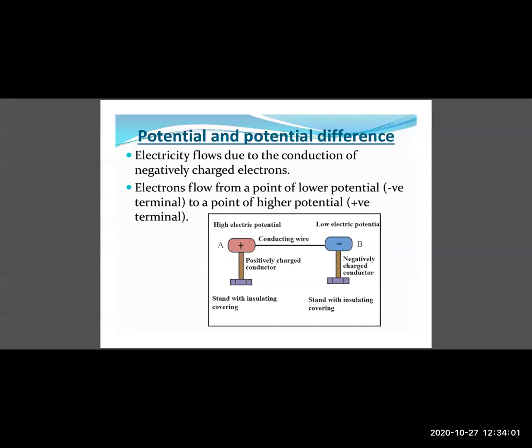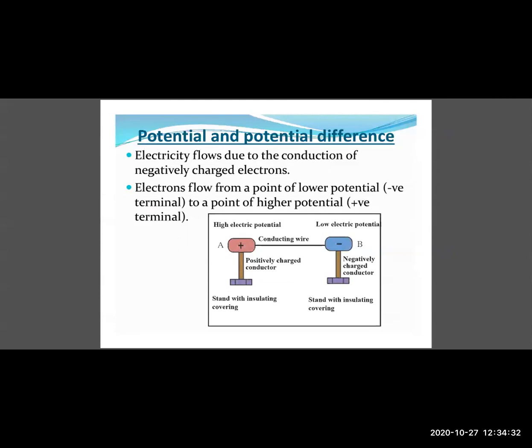But if you have a positive charge and a negative charge, they will attract each other, right? So as we have discussed, electrons are negatively charged. So a negative charge will always flow from a point of negative charge to that of a positive charge, because negative and positive attract each other. So electrons flow from a point of lower potential, that is the negative terminal, to a point of higher potential, that is the positive terminal. But conventionally the electrical flow takes place from the positive terminal to the negative terminal, right?